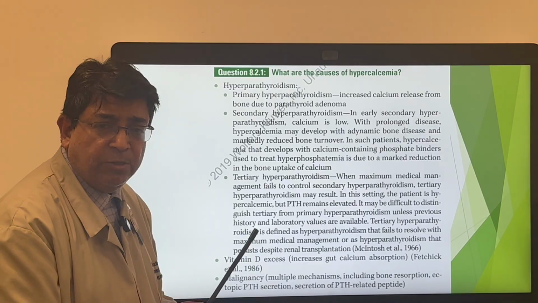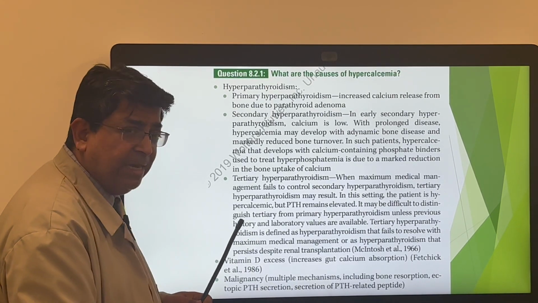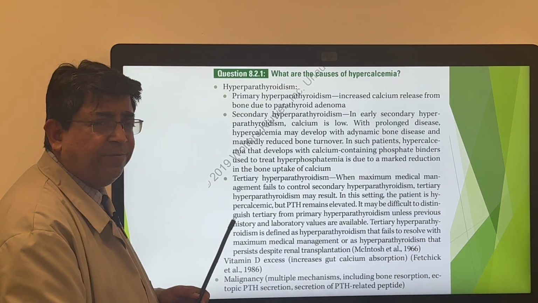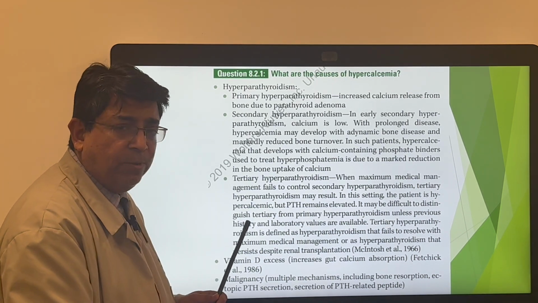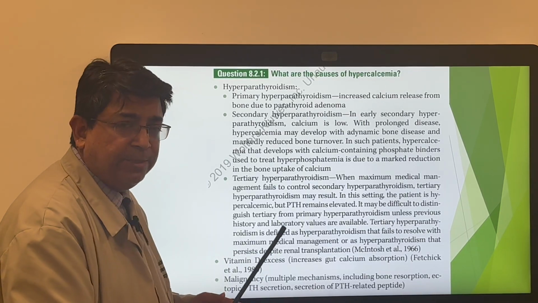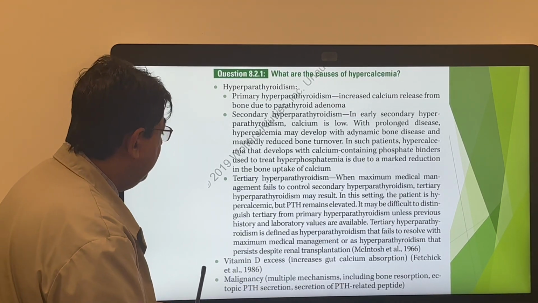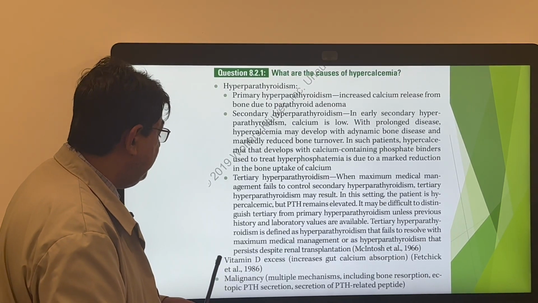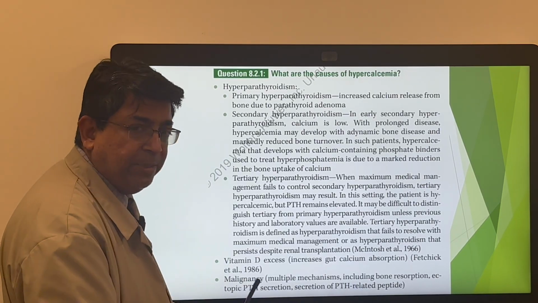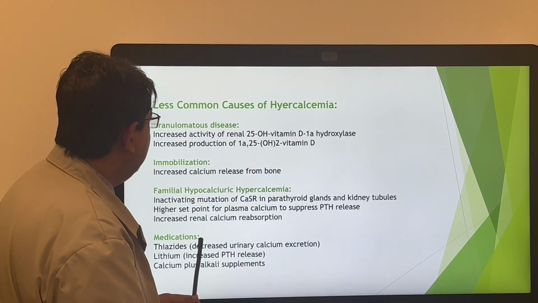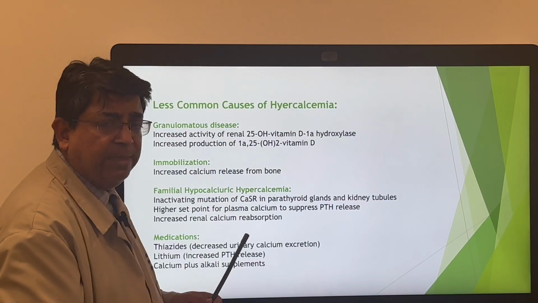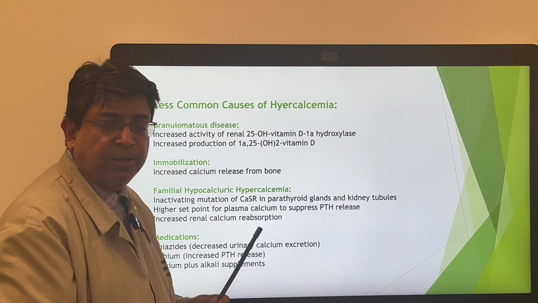The typical vitamin D goal for secondary hyperparathyroidism is 50, not much more than that. The usual goal of 30 is not actually the recommended goal. The goal of vitamin D that you want to accomplish is about 50, but not 80 or 100, which can sometimes be seen. Malignancy has multiple mechanisms, including bone resorption, ectopic PTH secretion, and secretion of PTH-related peptides, all of which can be measured.